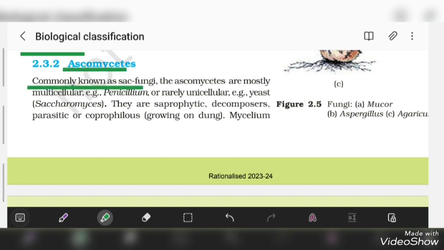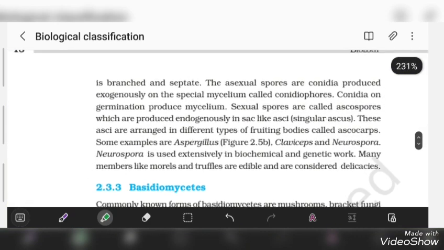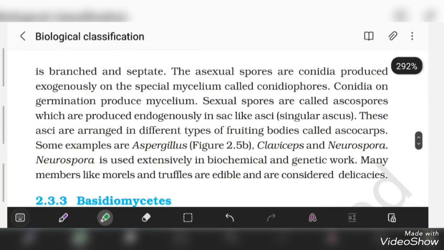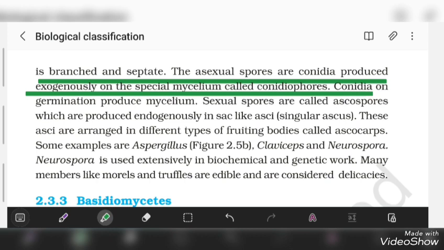Ascomycetes, commonly known as sac fungi. The members are mostly multicellular, for example Penicillium, or rarely unicellular, for example yeast. They are saprophytic, decomposers, parasites or coprophilous, growing on dung. Mycelium is branched and septate. The asexual spores are conidia produced exogenously on the special mycelium called conidiophores. Conidia on germination produce mycelium.